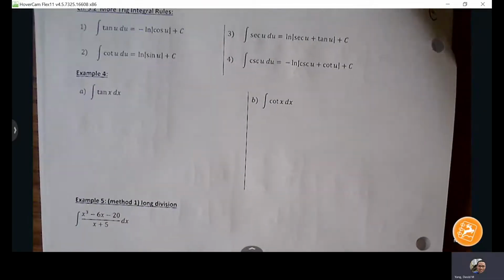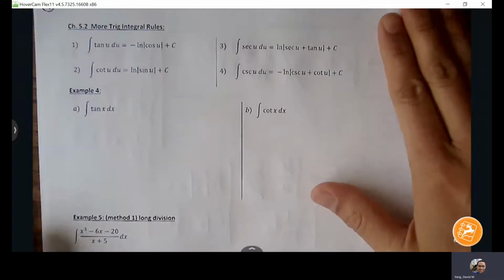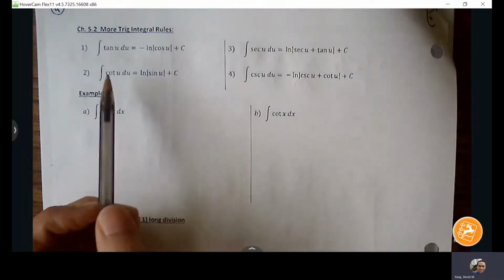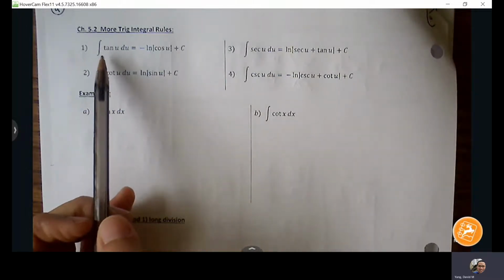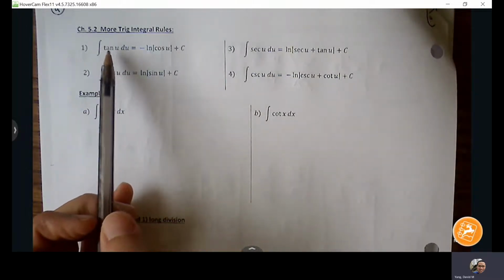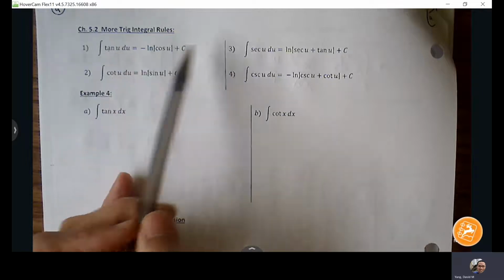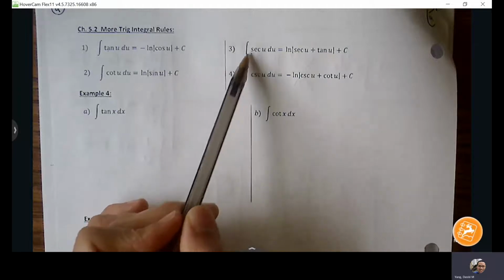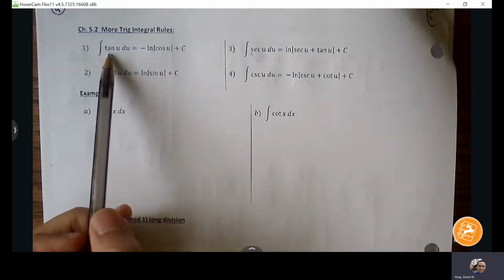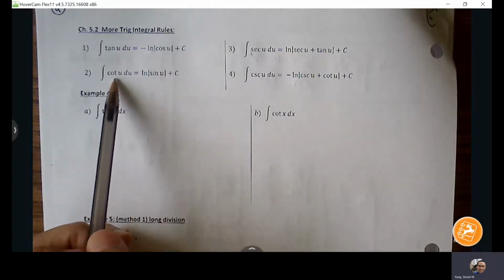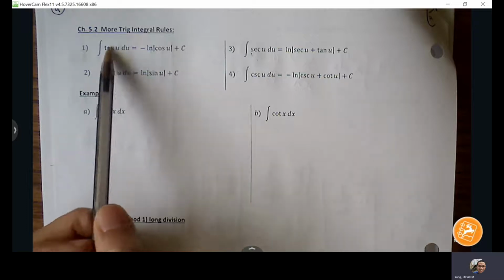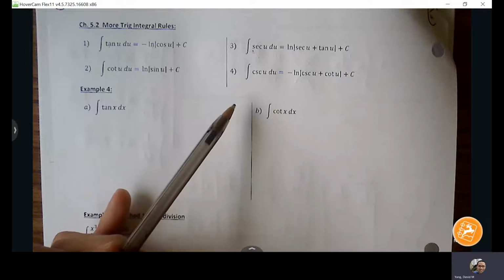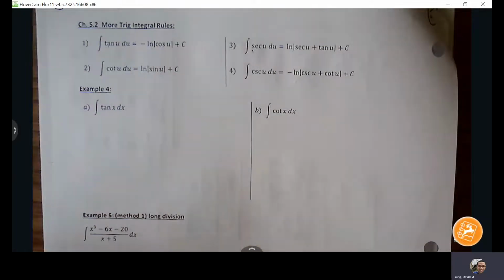Okay, so we're getting a lot more rules that we have to be able to apply. Remember, we have 6 initial trig integral rules, right? But these are ones that fall outside of those 6 rules. We don't have a rule for tangent or cotangent or secant or cosecant. We have rules for tangent squared. We have a rule for cotangent squared, but not these. So these are ones involving natural log.